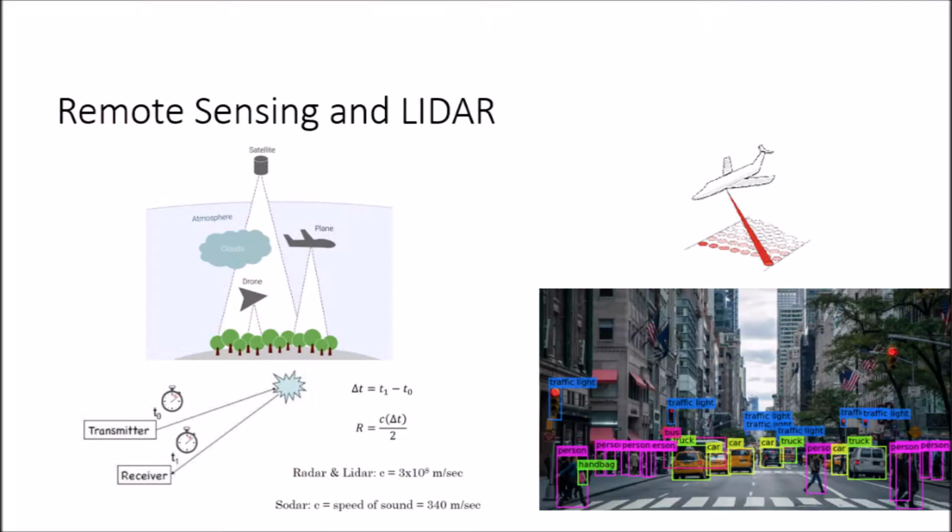Remote sensing is a technology of obtaining information about a target without having to come in direct contact with it, and this range data can be obtained by knowing the time of when the signal is sent and received and multiplying that by a light or sound constant and dividing it by 2, and this gives the range data.